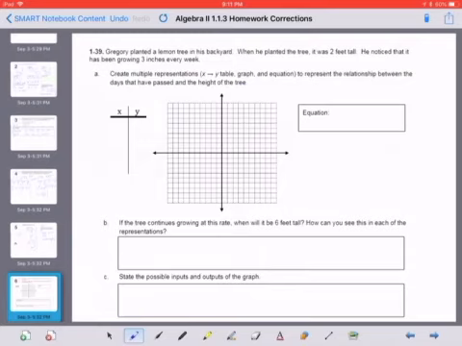So when he got it, or at 0, it was 2 feet tall, or 24 inches. So we're going to do this in inches, so 0, 24. And then every week, he noticed that it grew 3 inches. So in 1 week, it's going to be at 27. In 2 weeks, it's going to be at 30. And so on. In 3 weeks, it would be at 33.